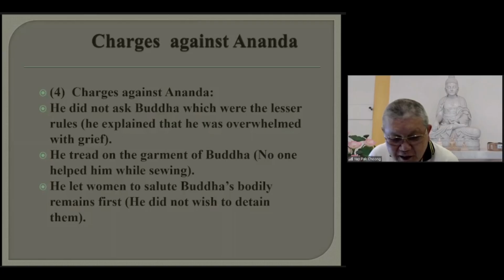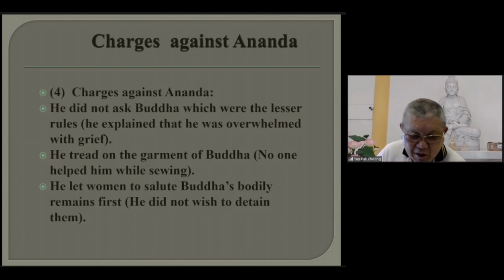For the second charge, people brought up one incident. They said, Ananda, one time I saw you stepping onto the garment of Buddha during the Vassa time, while sewing the new robes. Ananda explained that during that time he was alone, sewing the garment, the robes. Nobody helped him, so he had no choice. Sometimes he had to step on it to get it flattened or something like that. But anyhow, out of good faith, I agree, I made a mistake. That was my mistake.